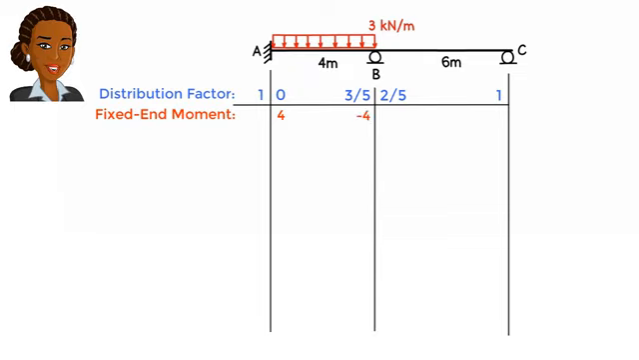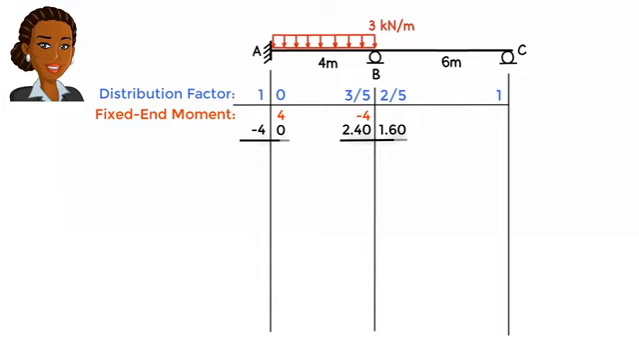We start by balancing joints A and B. At A, we multiply -4 by 0 to get the moment value for the right column. We multiply -4 by 1 to determine the moment value for the left column. Note that now joint A is balanced since the sum of the moments at the joint is 0. To balance joint B, we multiply 4 by 3/5 to get the moment value for the left column, and we multiply 4 by 2/5 to determine the moment value for the right column.